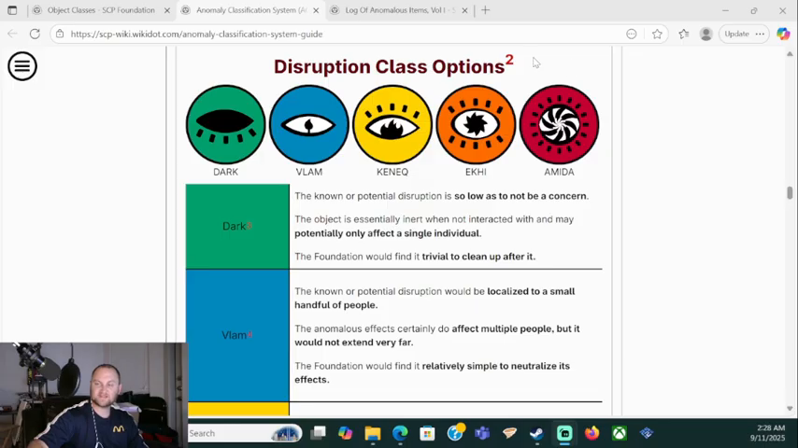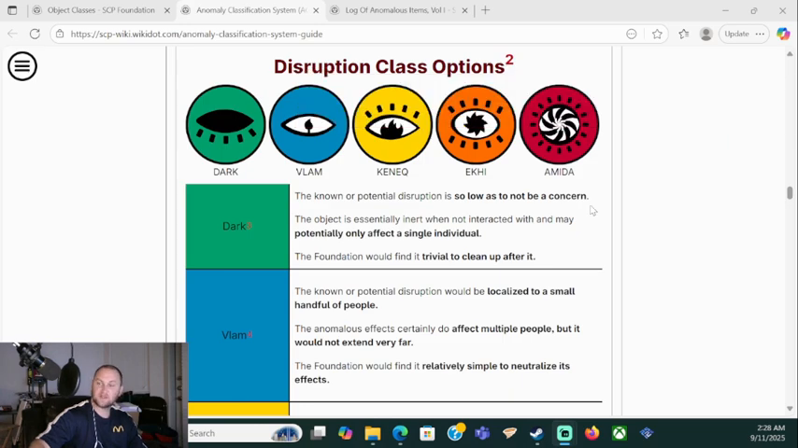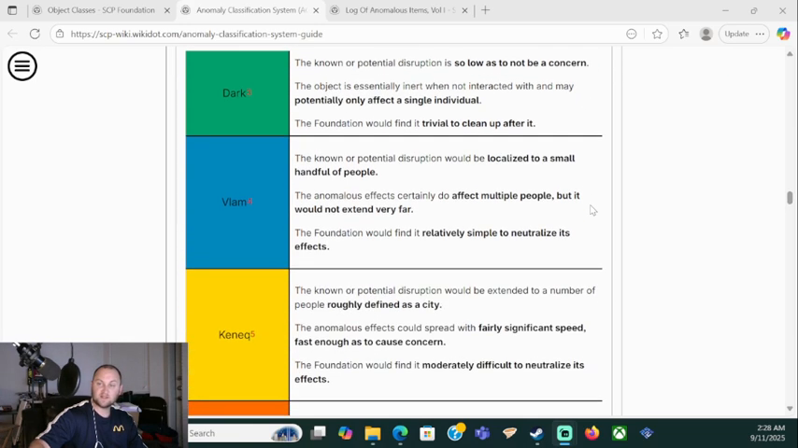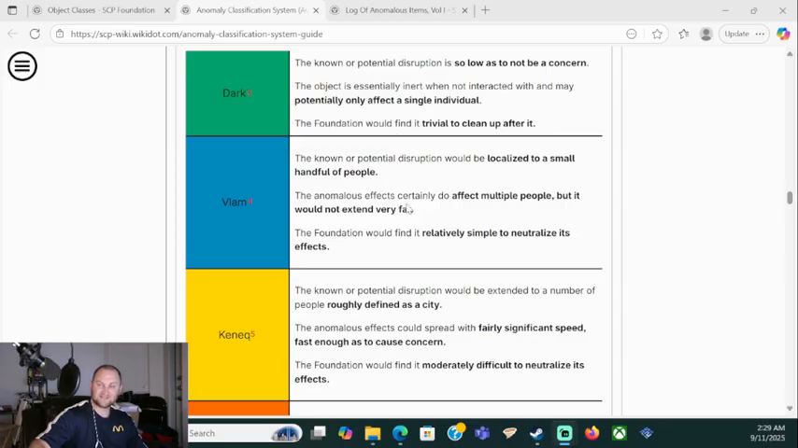All right. So disruption class options. Disruption class names are based on degrees of light or illumination. The higher the disruption class, the farther the light spreads from the source. Disruption class 1, dark. The known or potential disruption is so low as to not be a concern. The object is essentially inert when not interacted with and may potentially only affect a single individual. Foundation would find it trivial to clean up after. Chosen as an easily understood baseline in the same vein as safe.